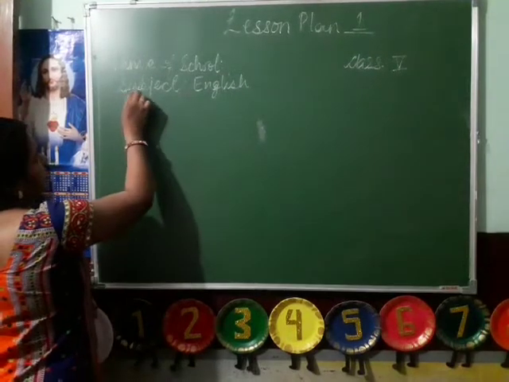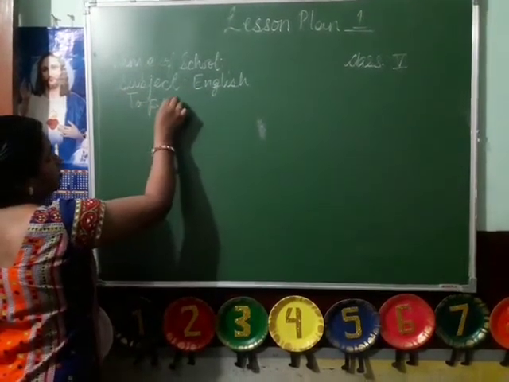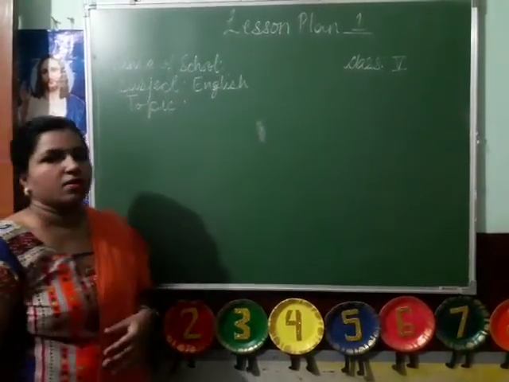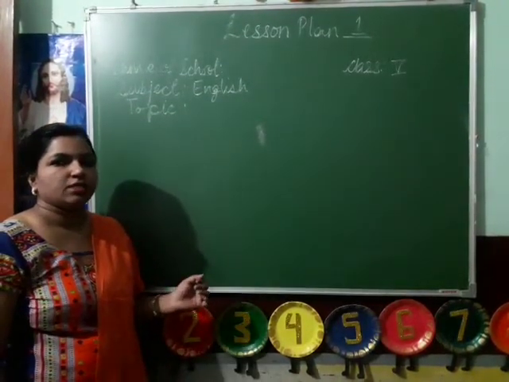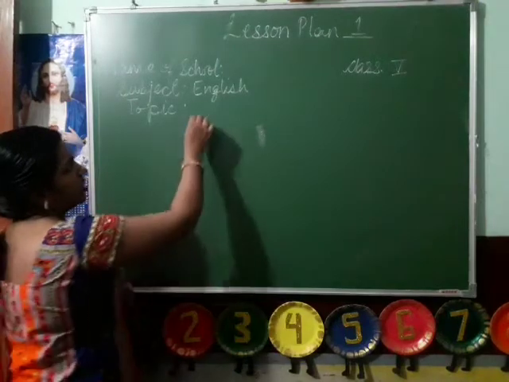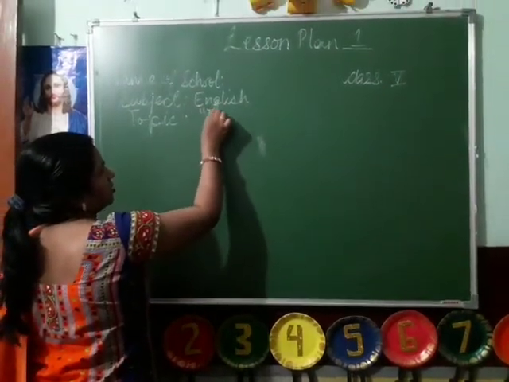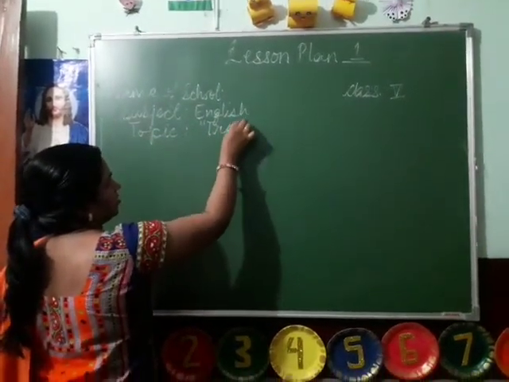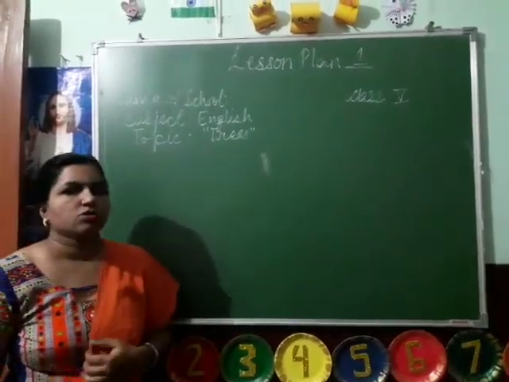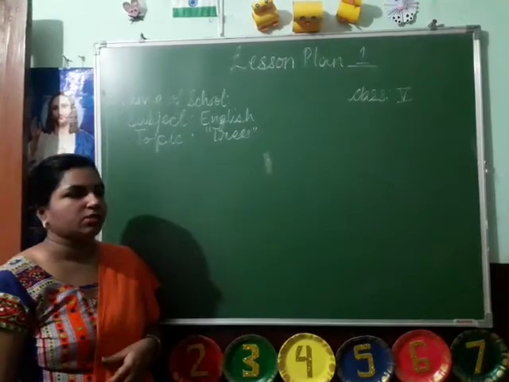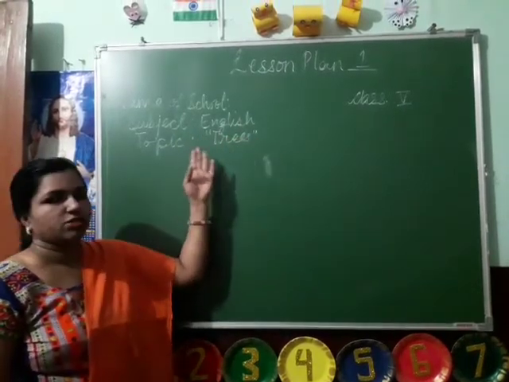Below subject comes the topic. Suppose in English we are dealing with a poem called Trees. So we will mention here Trees in quotation marks, since this is a published work. So whichever work is published is written in quotation marks.